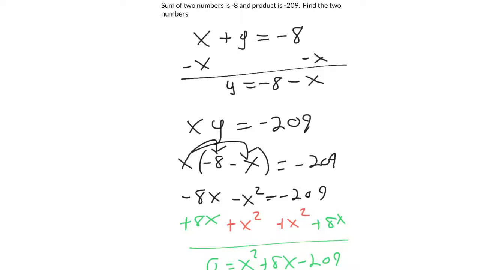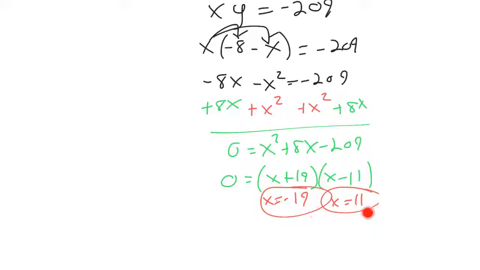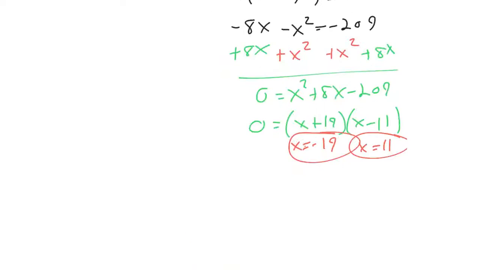Two numbers that add up to be negative 8, sorry. Negative 19 plus 11, that does make negative 8. And their product is negative 209. Negative 19 times 11, that does make negative 209.